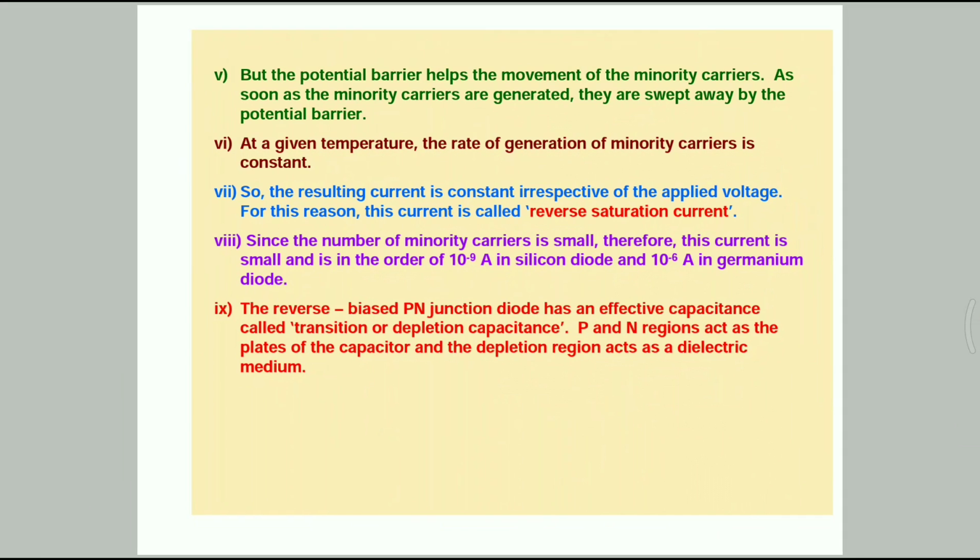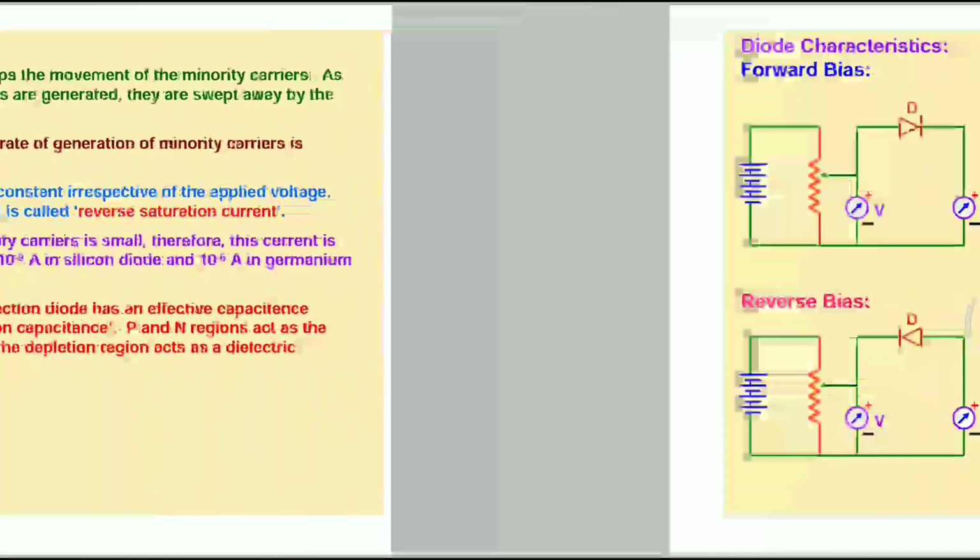Since the number of minority carriers is small, this current is small and is in the order of 10 power minus 9 amperes in a silicon diode, and 10 power minus 6 amperes in a germanium diode. The reverse bias PN junction diode has an effective capacitance called transition or depletion capacitance. P and N regions act as the plates of the capacitor and the depletion region acts as a dielectric medium.